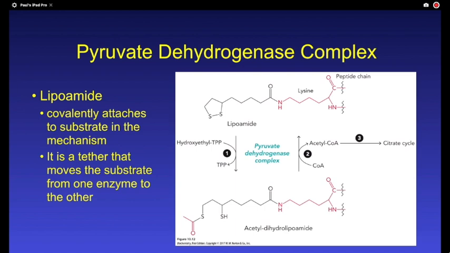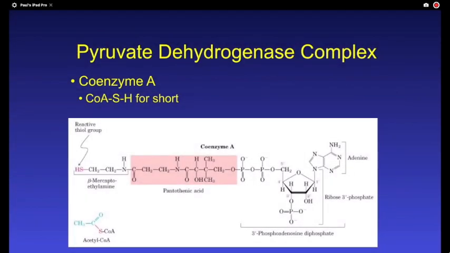What we're going to do is take this lipoamide, do a reaction on one side in the active site of one enzyme, put something on it, and then it'll flip over directly to the other enzyme carrying the reactant, and it goes back and forth. This increases how fast the substrate gets from one enzyme to the other. So that is its function.